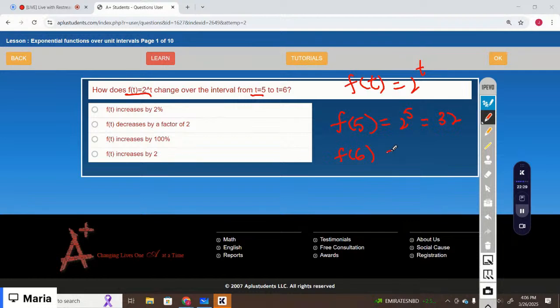Then f of 6, that is 2 exponent 6. So 32 times 2 is 64. You need to see how it is changing, so you have to divide f of 6 by f of 5. F of 6 is 64 divided by 32, that is 2. 32 times 2 is 64, right?